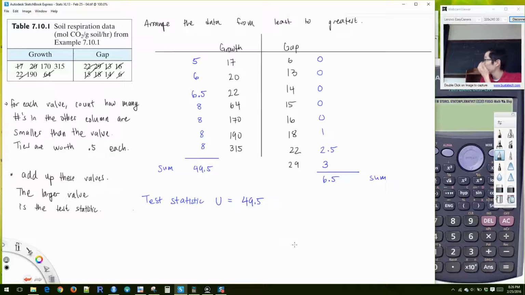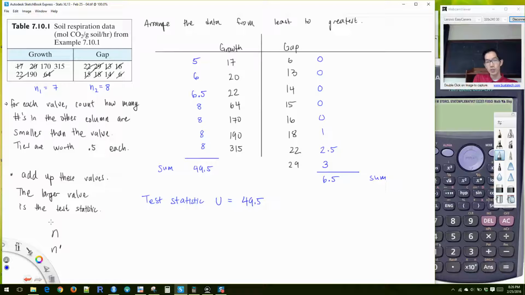We look this up in a table specifically for the Wilcoxon Mann-Whitney test. To look it up, you need to find the appropriate row, and the rows depend on the size of your two samples. So you have an n and an n prime. Basically, n1 over here we have 7 values, and n2 we have 8 values.